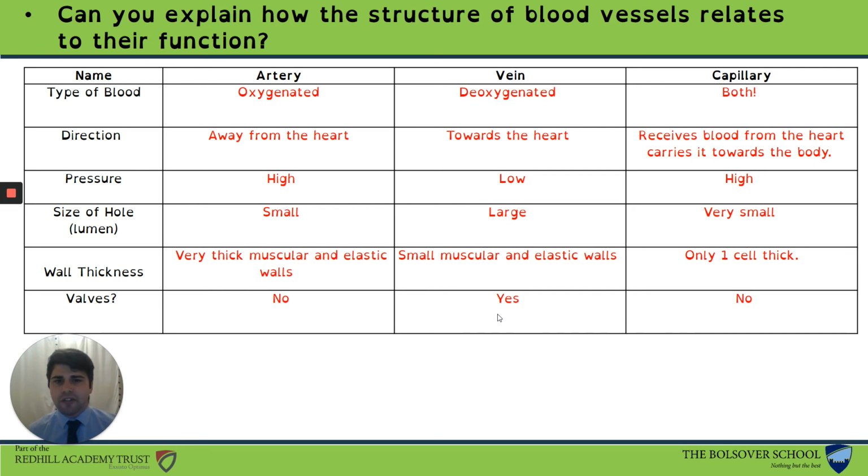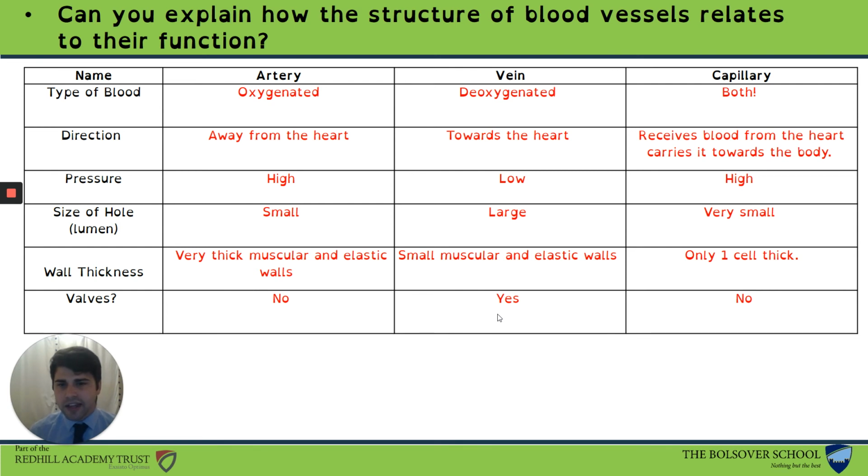The pressure in arteries, veins and capillaries then. So the pressure in an artery is high, the pressure in a vein is low, and the pressure in a capillary is relatively high because it's coming from a wider lumen of an artery to a much narrower lumen of the capillary. The size of the lumen, arteries have relatively small lumens, veins have relatively large lumens, and the capillaries have very, very small lumens that only allow one blood cell through.